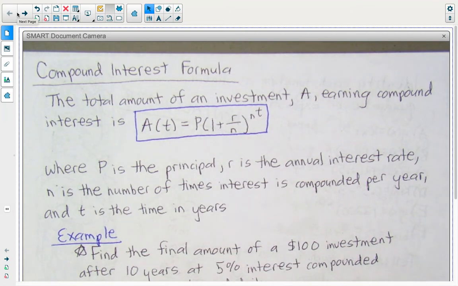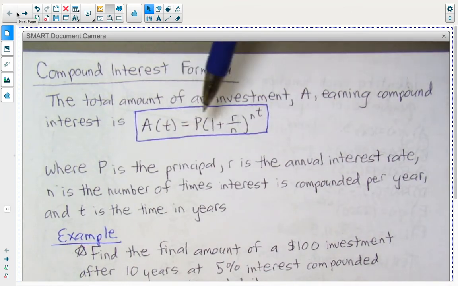So, compound interest formula. The total amount of an investment A earning compound interest is the following. So, this is the formula that you need to make sure you jot down. Where P is the principal, R is the annual interest rate, N is the number of times the interest rate is compounded per year, and T is the time in years. So, we're going to go through, and this time our money is going to compound quarterly, monthly, daily, semi-annually, and things like that. And we'll talk about what those numbers mean.